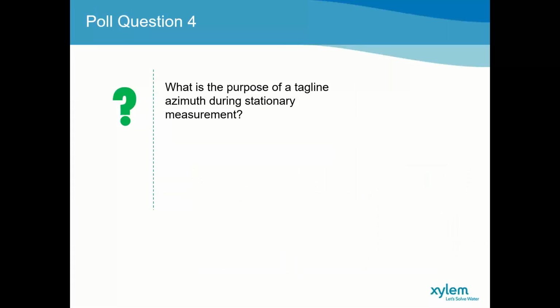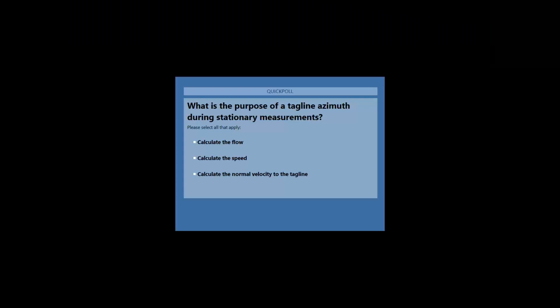Michael, next poll question. Sure, Daniel. The next poll question is now on the screen. What is the purpose of a tagline azimuth during stationary measurements? Is it to calculate the flow, calculate the speed, or calculate the normal velocity to the tagline?